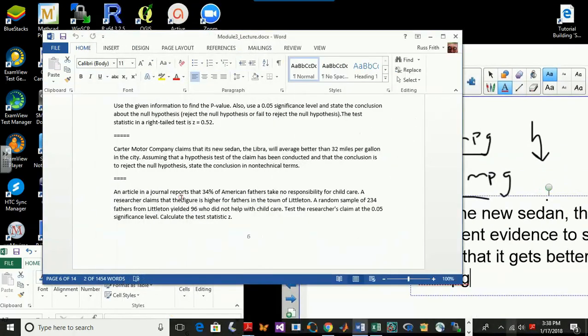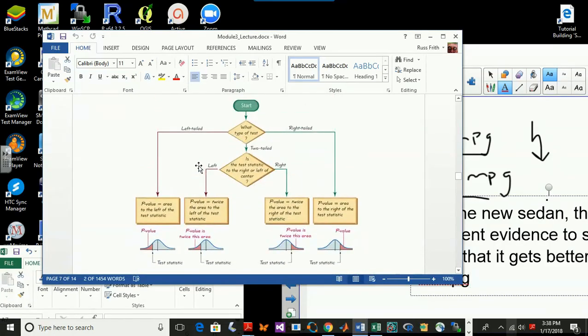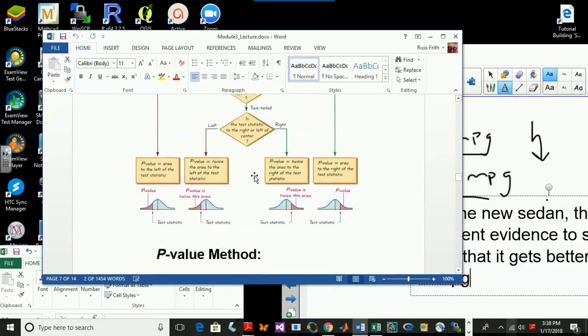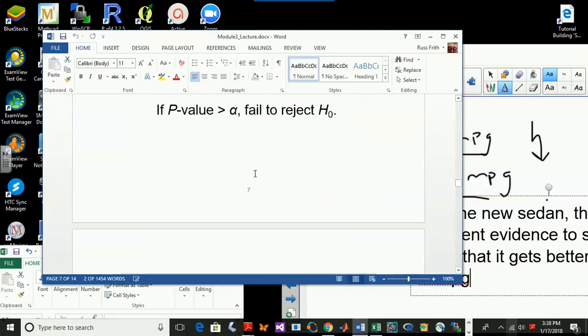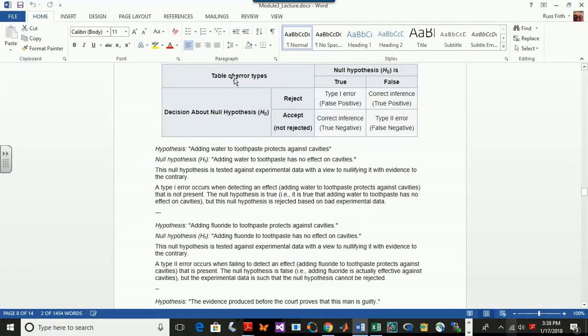Okay, and the next problem we've done already. Here's a table that summarizes how to work with p-values, and I've already written this up. We've already stated that. So let's look at some properties of hypothesis testing.